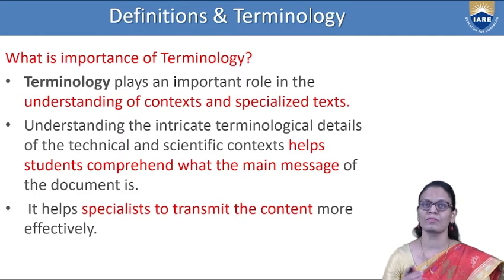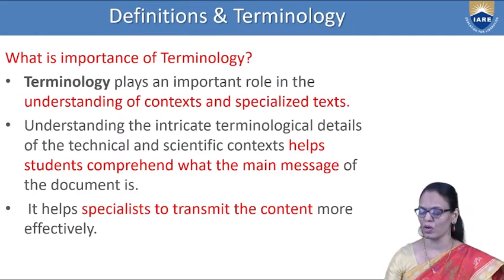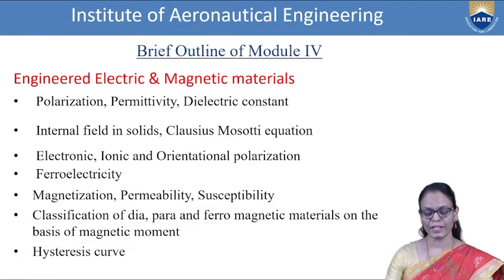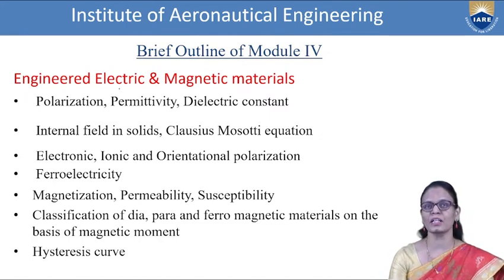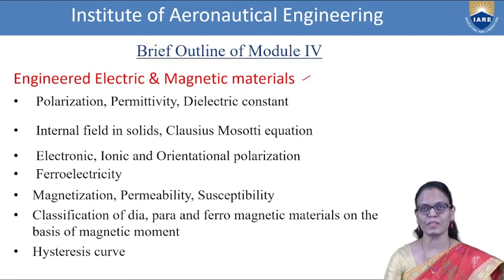So with this, we will move on to the discussion on definitions and terminology of module 4. Let us see the brief outline of this module. The module is engineered electric and magnetic materials. In that we have the subtopics: polarization, permittivity, dielectric constant. These are very important terms when it comes to electric and magnetic materials, and we are going to understand what their definitions are and how we use the terminology.